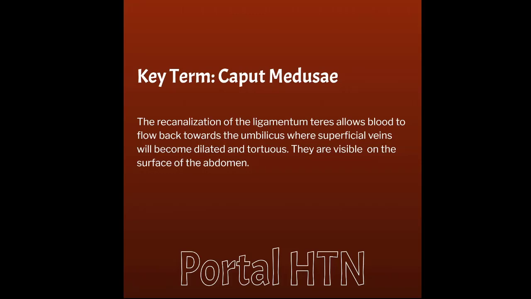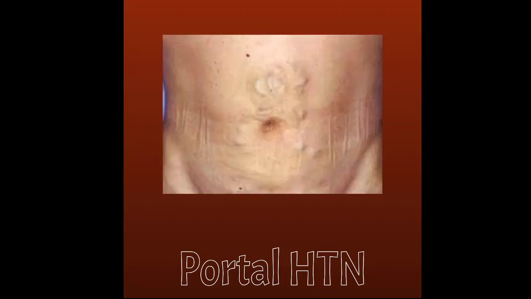We know that the ligamentum teres was originally the umbilical vein in the fetal circulation, and so that can actually open back up. When that opens back up, then the blood travels back towards the belly button and can cause those superficial veins to dilate as well. So this is actually something that you can visualize from the surface of the skin. And here we have an example of it. Again, so much pressure back in that liver, causing blood vessels behind it to dilate and become very obvious. So this is caput medusae.